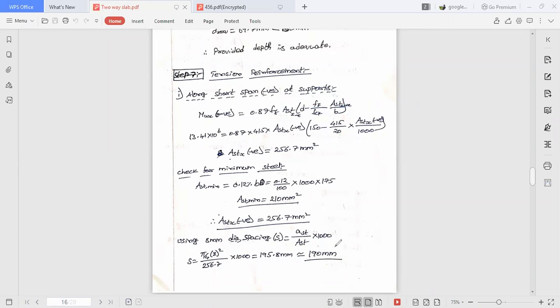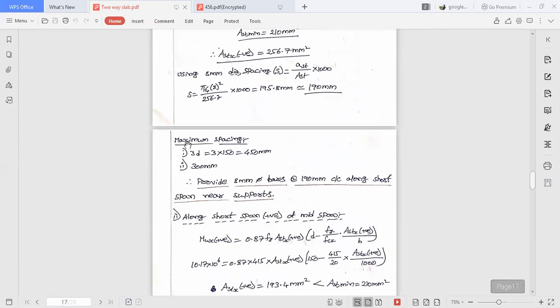And we cannot consider this 190 as final spacing. Now we have to check this with design spacing, which is maximum spacing. So for main bars, maximum spacing is 3D, which is 3 times 150, equal to 450 mm. Another case is 300. Now compare these three values. Out of these three, which is least? 190 mm is the least.